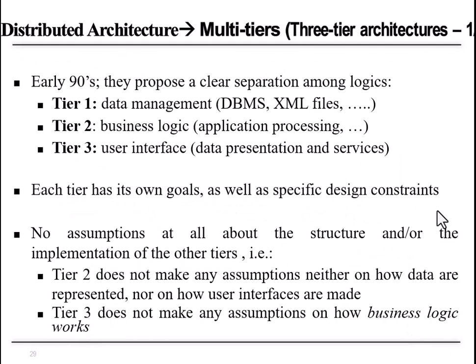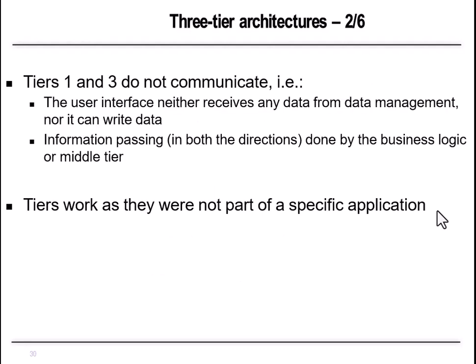Distributed architecture, multi-tiers. In the early 90s, a clear separation among the logic was proposed. Tier 1 is data management, tier 2 is business logic, tier 3 is user interface. Each tier has its own goal as well as specific design constraints, with no assumptions at all about the structure or implementation of other tiers. That is, tier 2 does not make any assumption about how data are presented or how the user interface is made. Similarly, tier 3 does not make any assumption about how business logic works.